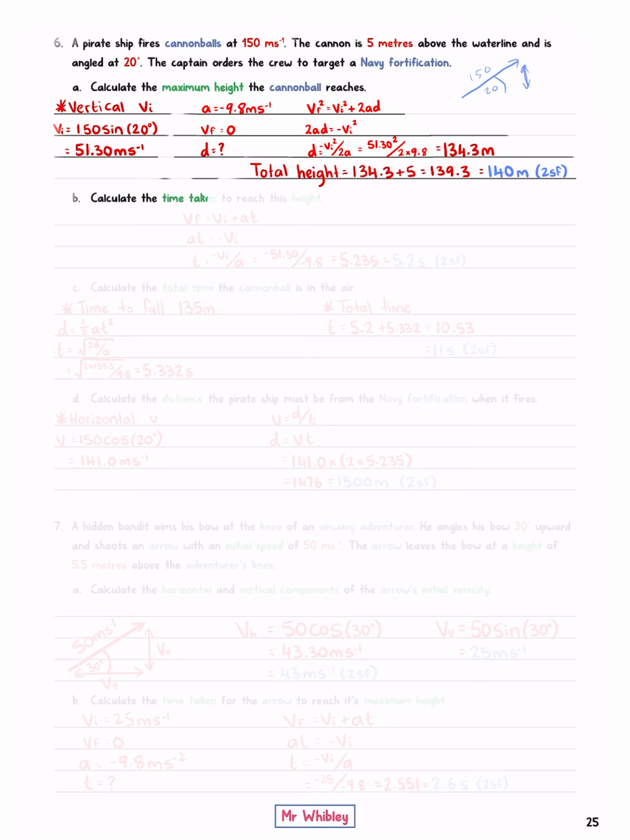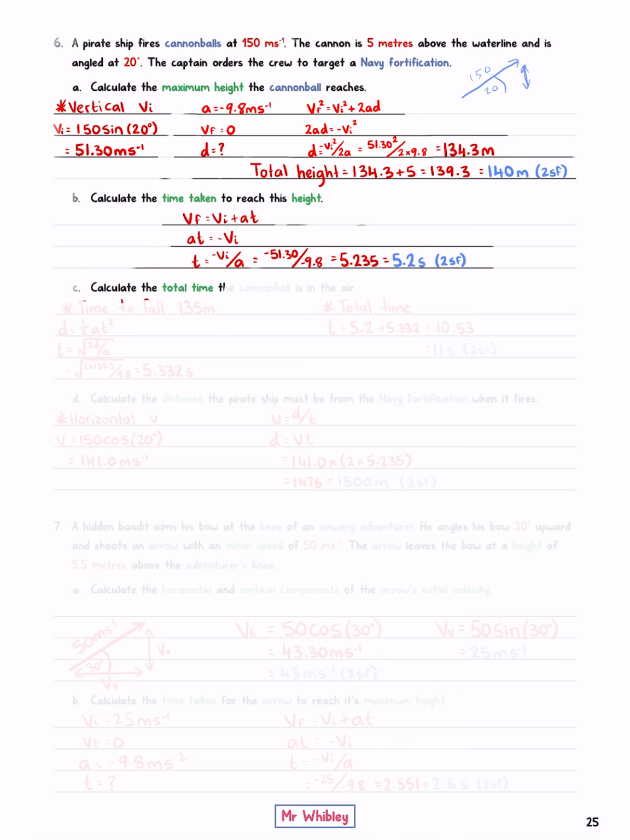Calculate the time taken to reach this height. To do that, we can use this equation here. Once again, knowing that Vf is 0, we subtract Vi from both sides, divide by the acceleration to solve for our time, put our numbers in, which gives me 5.235, or 5.2 seconds to 2 significant figures.